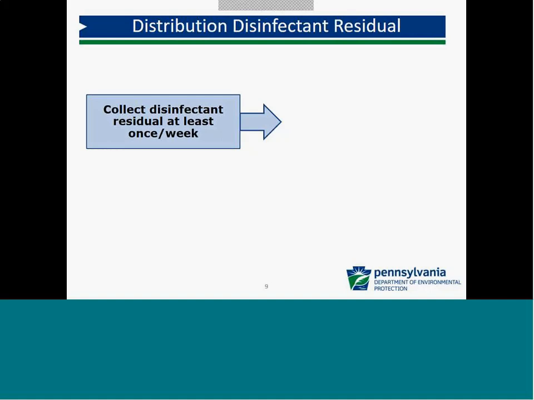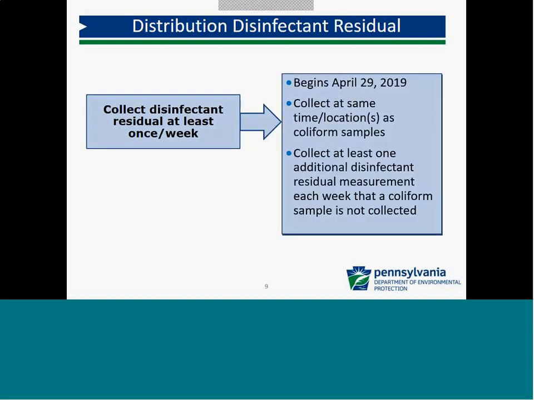Okay, so let's get into how we're actually looking at residuals. The rule requires you to collect a disinfectant residual at least once per week. That begins April 29th of 2019. You collect at the same time and locations as your coliform samples, first of all, and then collect at least one additional disinfectant residual measurement each week that a coliform sample is not collected.